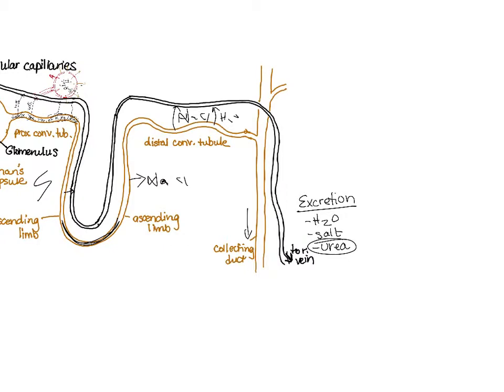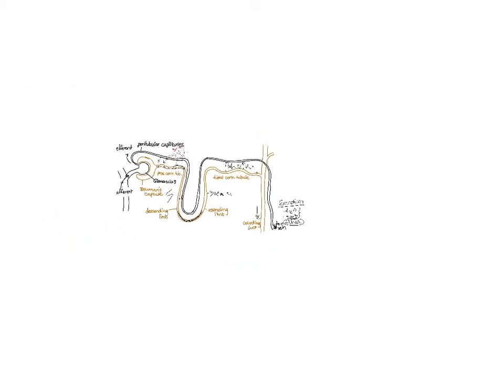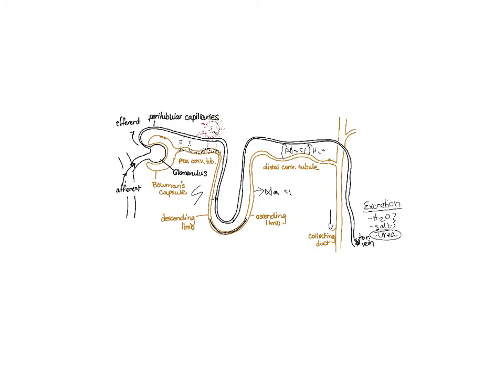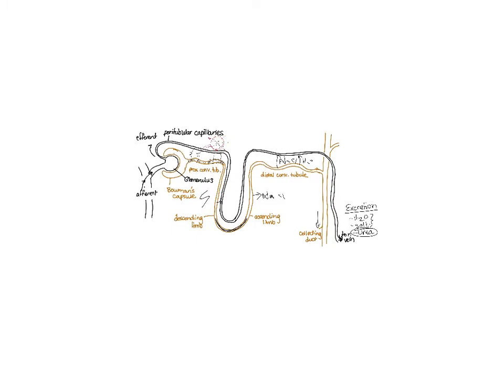So that is going to go to the collecting duct, into the renal pelvis, into the ureter, into the bladder, and be excreted out of your body, all for the purpose of trying to minimize how much urea we have, as well as getting rid of excess water and salt if we're in a situation that we have a low solute concentration in the rest of the blood. So let's follow through and see if that makes any sense.